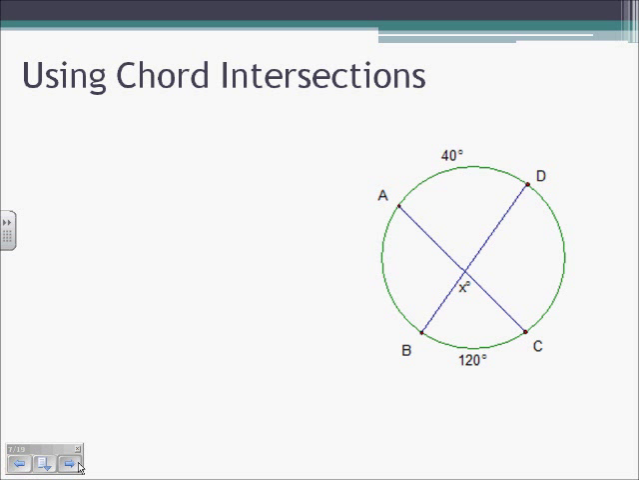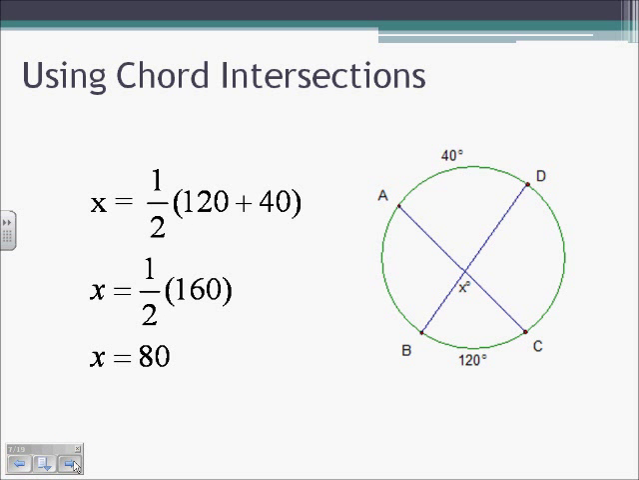We know the measure of angle x is going to equal half of the sum of the two arcs. X intercepts arc BC, which is 120 degrees, and its vertical angle intercepts arc AD, which is 40 degrees. So 120 plus 40 is going to be 160. We take half of that to find the angle. Half of 160 is going to be 80.